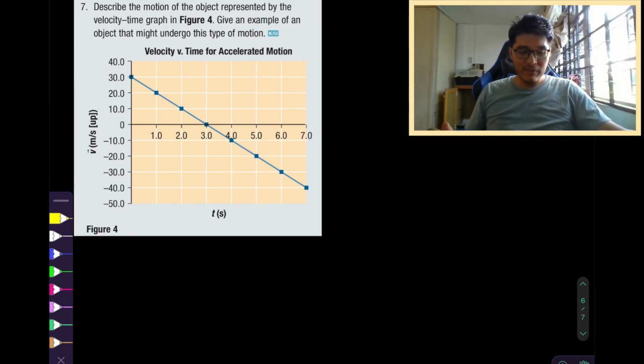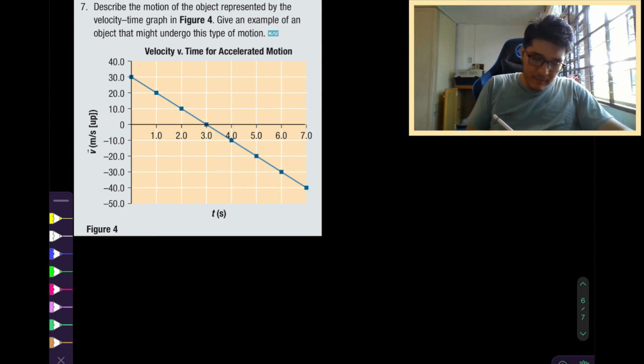Now we're at question number 7. So we want to describe the motion of the object represented by this velocity time graph. Give an example of an object that might undergo this type of motion. Okay, let's see. So we have a velocity time graph. The positive values represent up. The negative will be representing down. So at time 0, we have some initial velocity of 30 meters per second.